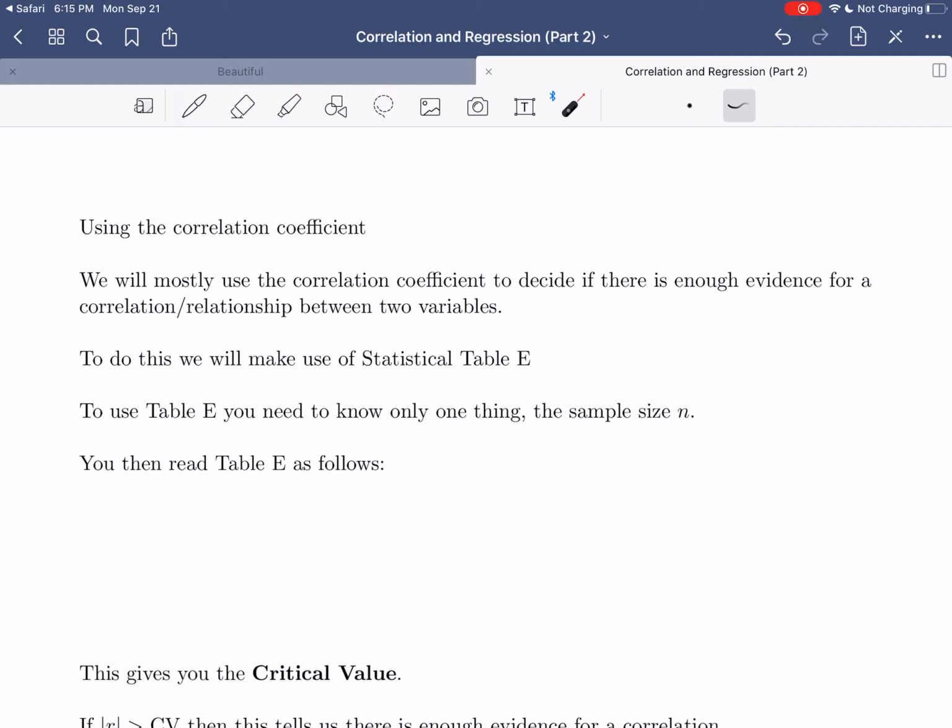So, how do we actually use the correlation coefficient? Well, we will do that by also making use of another statistical table. This is statistical table E. You can find this in the document of statistical tables, same place that you found statistical table A. Now we will want to make use of statistical table E. To use table E, you need to know only one thing, the sample size n. Let's go take a look at what table E looks like and talk about how to use it.